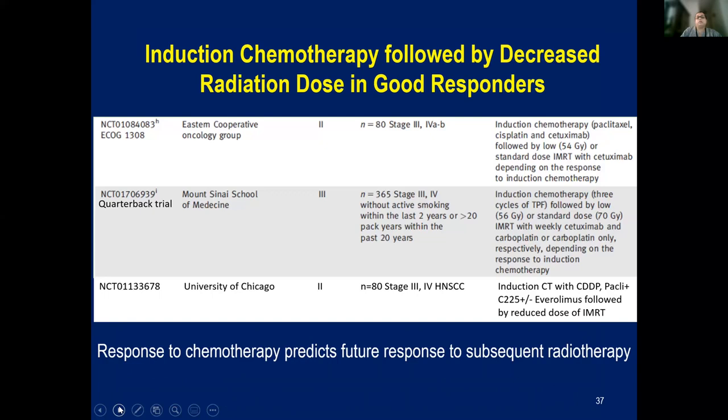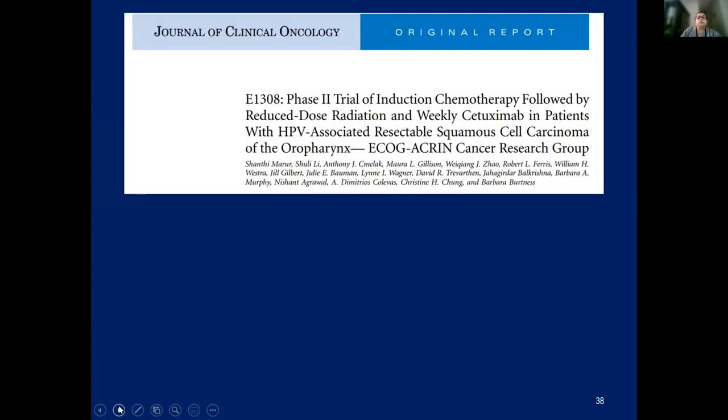The other way to modify therapy is, of course, you could do induction chemotherapy, look at the response, and then modify the dose of radiotherapy. There are several phase 2 and phase 3 trials that have been published, and the quarterback study is the only study that we have to look at. There is another way of doing this.